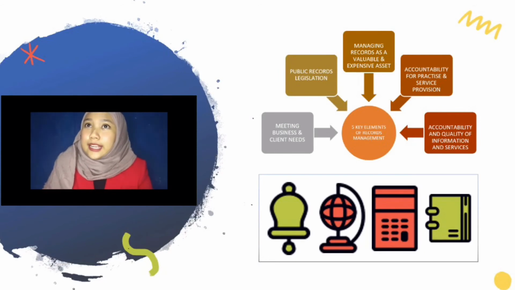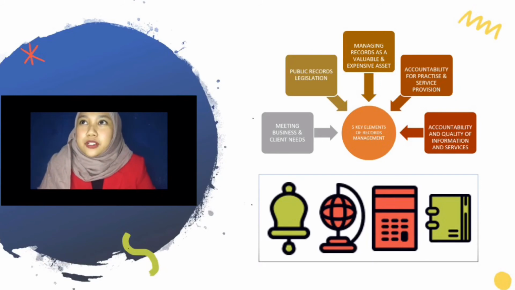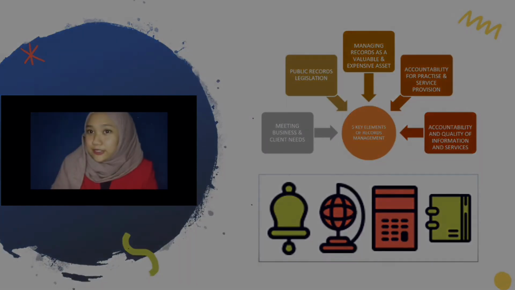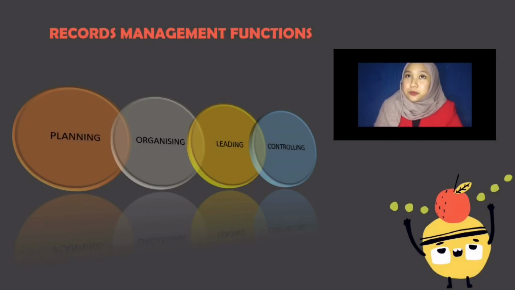Number 4, the accountability for practice and service provision. Staying informed of customers, their orders, and the inventory to provide for their purchase is challenging. Without a proper record-keeping system, tracking important details of your business may be impossible. Lastly, accountability of information and services. Ensure the availability of credible and authoritative evidence to protect the rights of the organization, its staff, and anyone else affected by its activities.